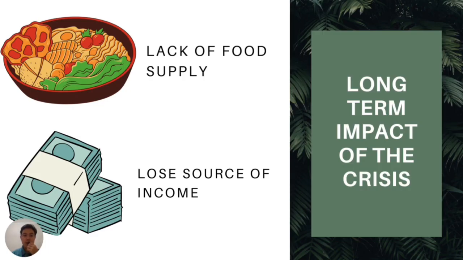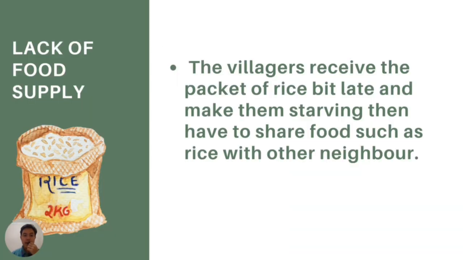The next is the long-term impact of the crisis. The first one is lack of food supply. The villagers receive the packet of rice a bit late, which makes them starve, and then they have to share food such as rice with their neighbors.